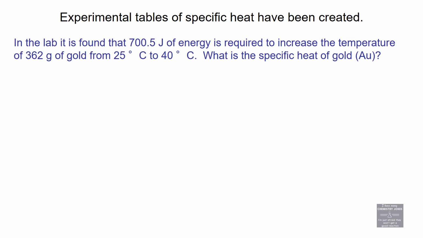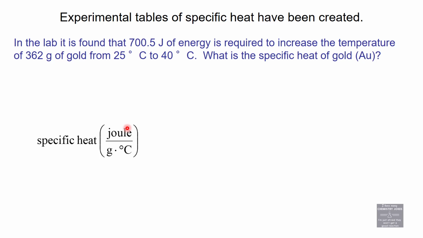So if we find in some experiment in the lab that 700.5 joules of energy was needed to increase the temperature of 362 grams of gold from 25 to 40, what's the specific heat of gold? Well, we've already talked about the specific heat units are joules per gram degree Celsius. Well, we can just plug in the values that we've been given, except we've been given 2 temperatures. How do we find what temperatures to put in? It's how much the temperature is changing.